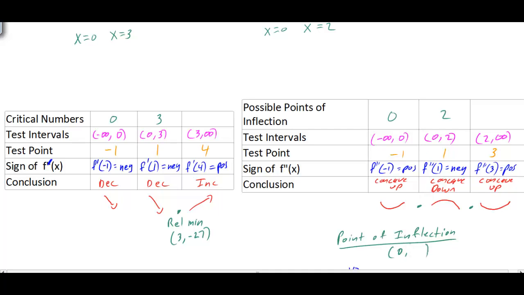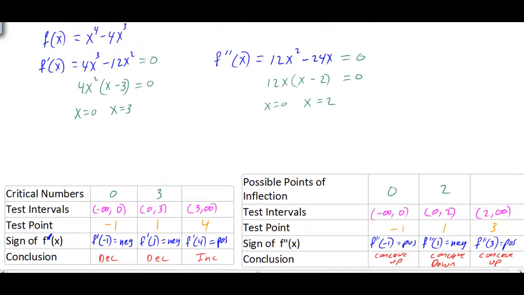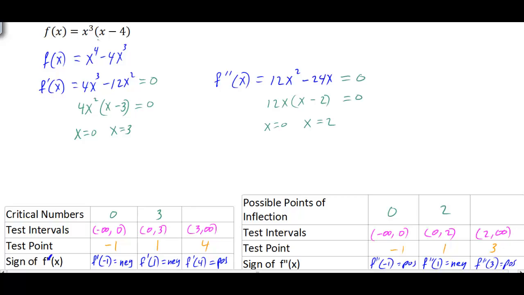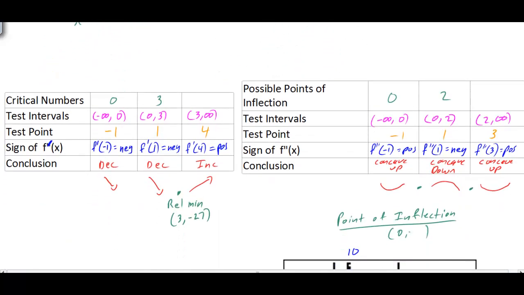Now, how do we find the y-coordinate? We plug 0 into the original function. If you plug 0 into the original, it's all going to cancel out, so we would end up with 0, 0. And when x is equal to 2, if you plug 2 in, you get a negative 16. So that tells us we have 2 points of inflection because our concavity changes twice.